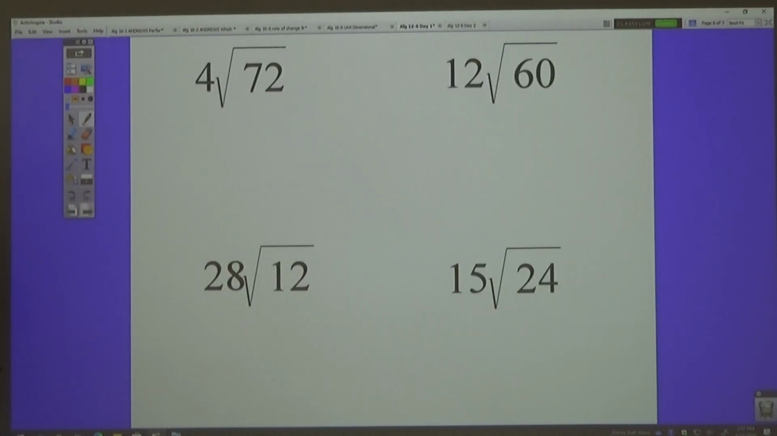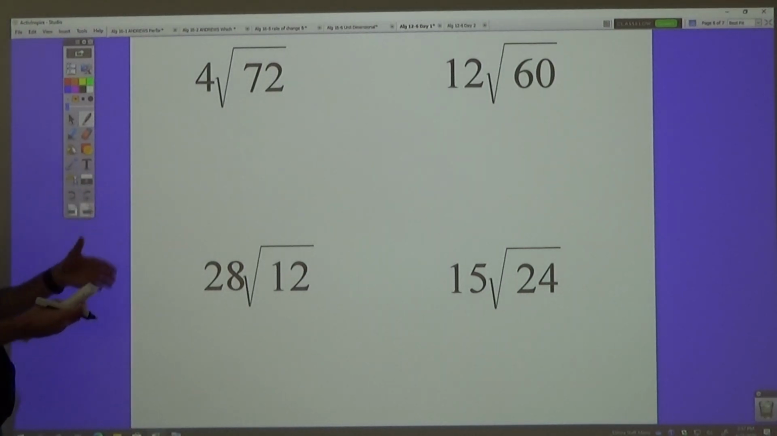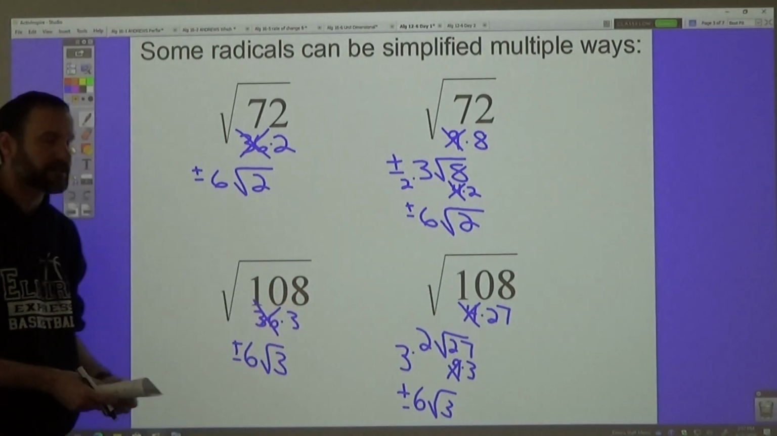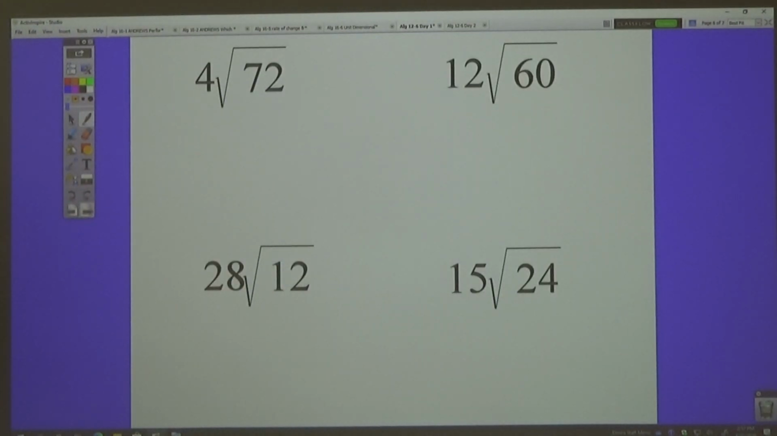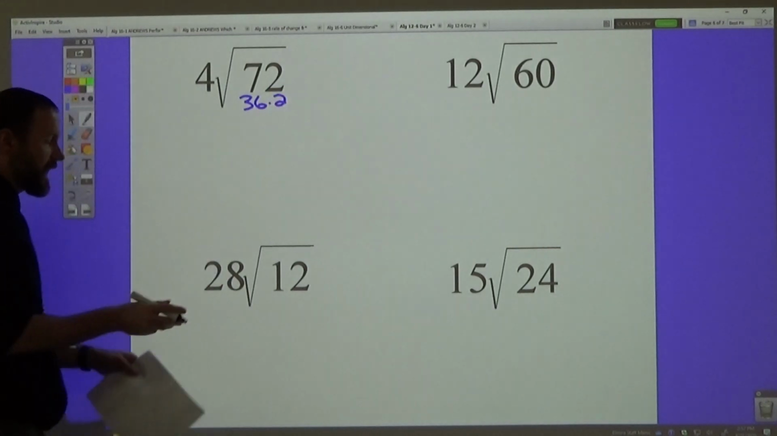We're going to do a couple more examples. Sometimes you'll start off with numbers outside. Again, anytime we bring things out and we have multiple numbers outside, we're going to multiply those together. So starting off with 4 radical 72. If we have to put this in simplest radical form, 72 is really 36 times 2.